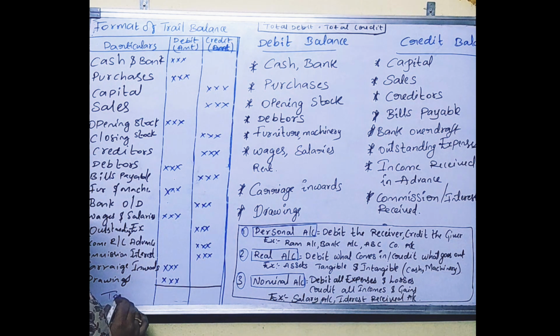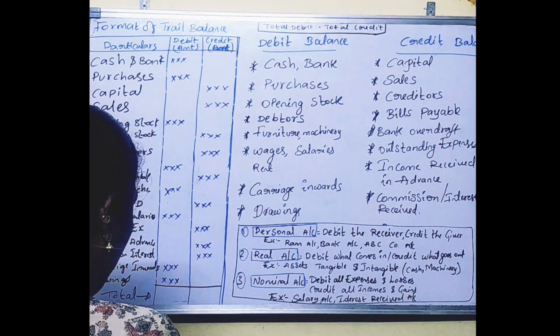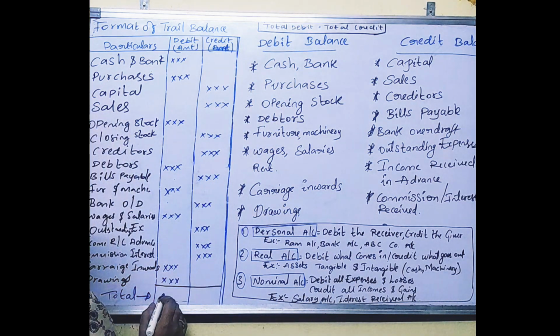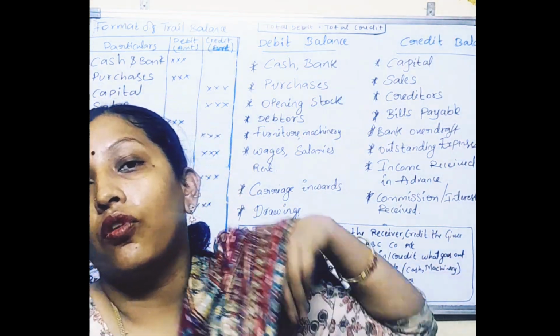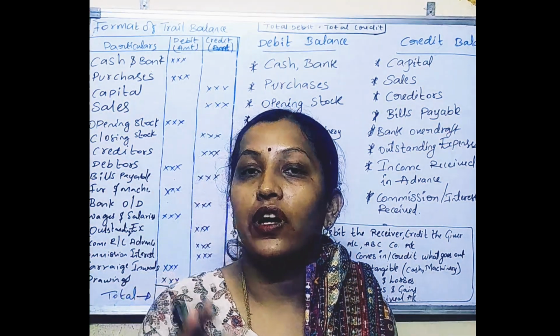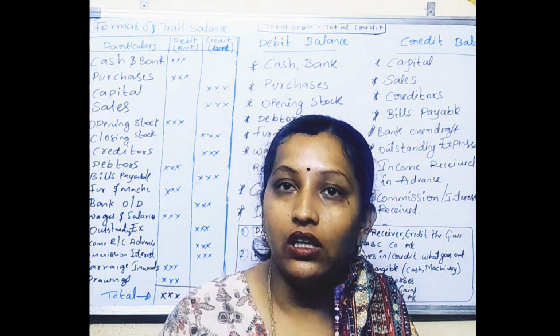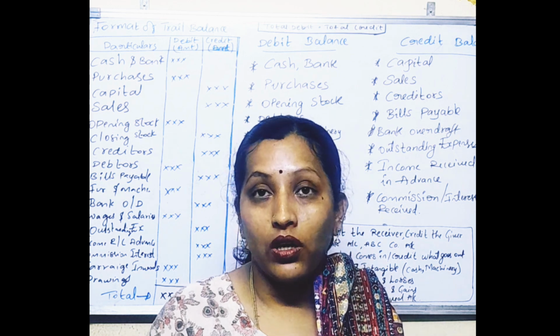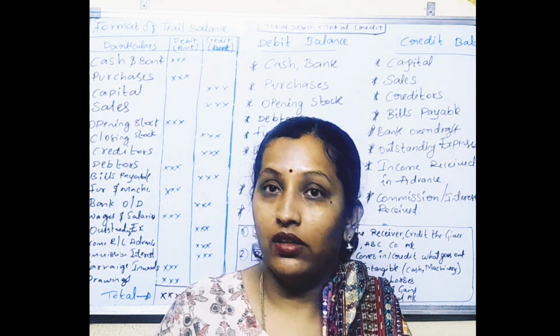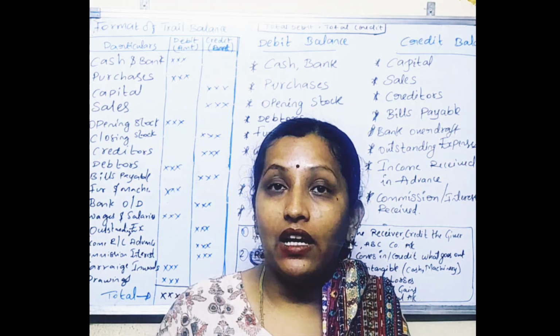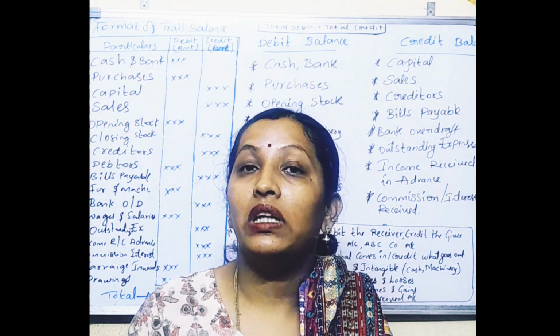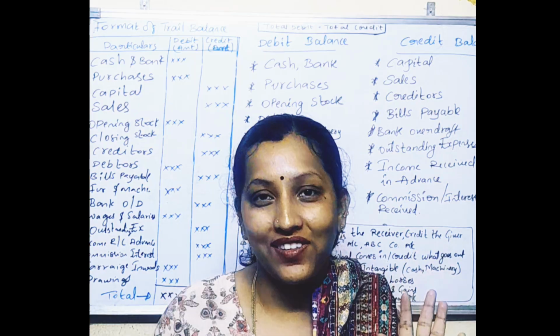So here we are going to total: total debit is equal to total credit. Here we will do the total. Why is this trial balance used? This trial balance is used for the preparation of the trading profit and loss account and balance sheet. Trial balance is not a final statement. It is a statement which supports the preparation of the final statement.